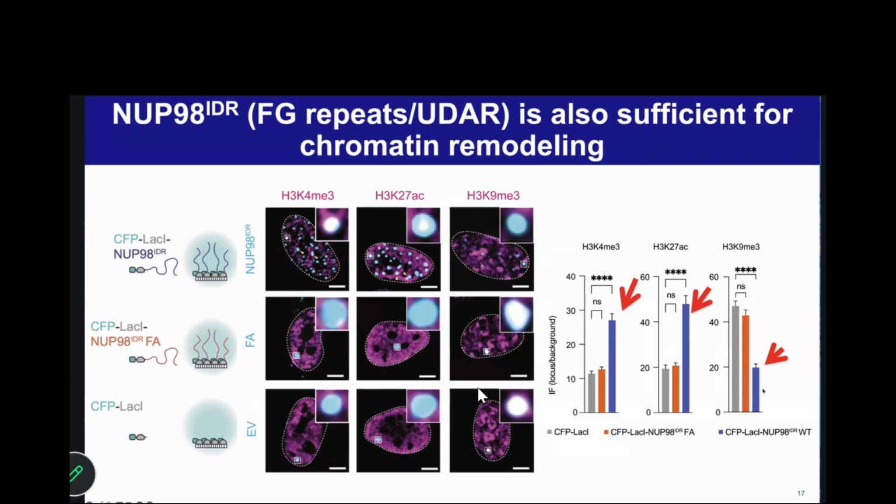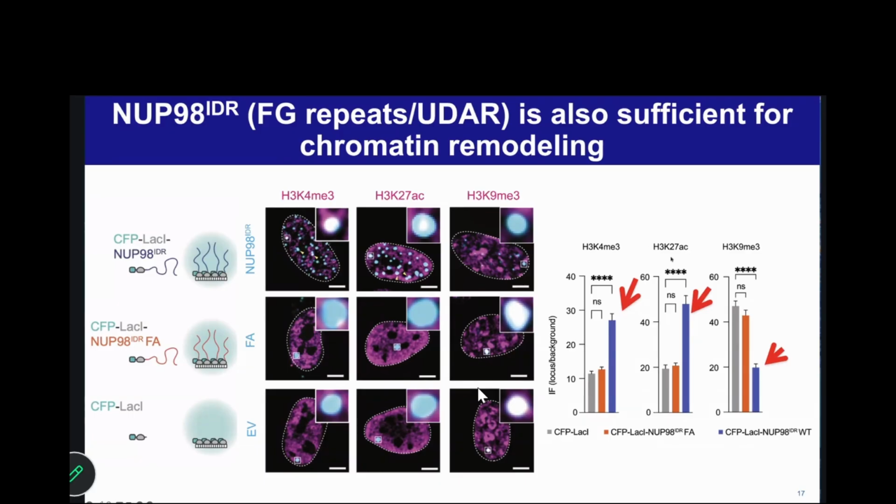In essence, when the FG repeats are recruited to this locus, they cause a dramatic reduction of H3K9 methylation, which exists in this locus naturally in the background cells. Simultaneously, we also see the gain of H3K4 methylation and histone acylation.